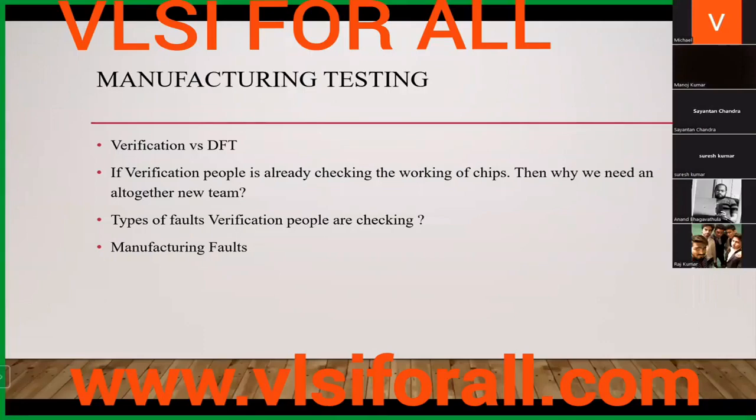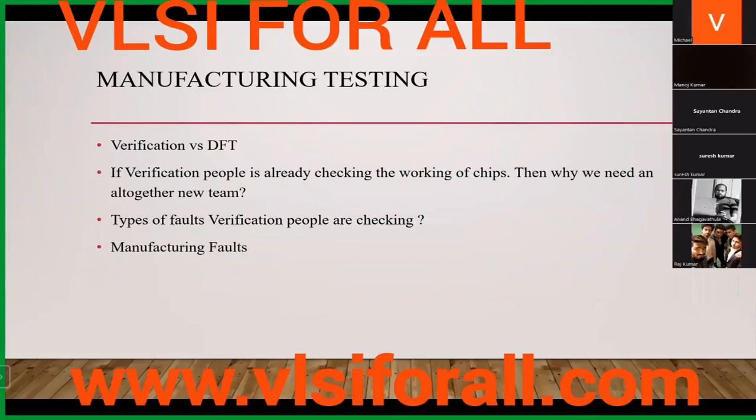In that scenario, DFT engineers are inserting extra hardware in the design itself, right? Yes, a DFT engineer is actually inserting a lot of hardware to make that particular IC chip, anything you want to call it, a little more testable. Like it's easy to test. It will take fewer cycles, fewer patterns.